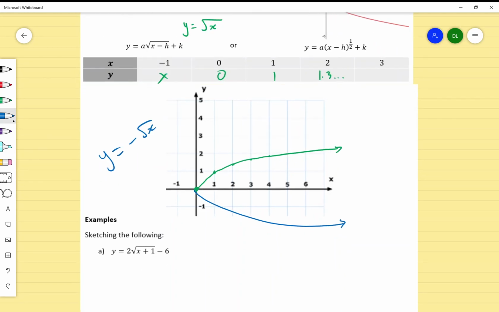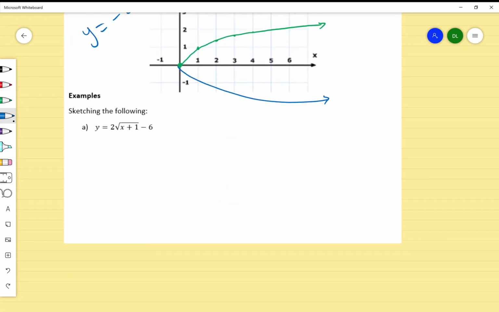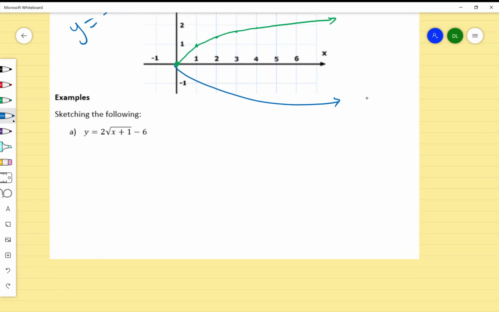Once again, let's put this into practice by trying to sketch the following: y equals 2 square root of x plus 1, minus 6. As you probably would have guessed, the first thing we do is recognize that minus 6 means we shift down by 6 units. And the plus 1 means we shift left 1 unit. So we're shifting left 1 unit and 6 units down. Now there's no asymptote, so we don't start with an asymptote.